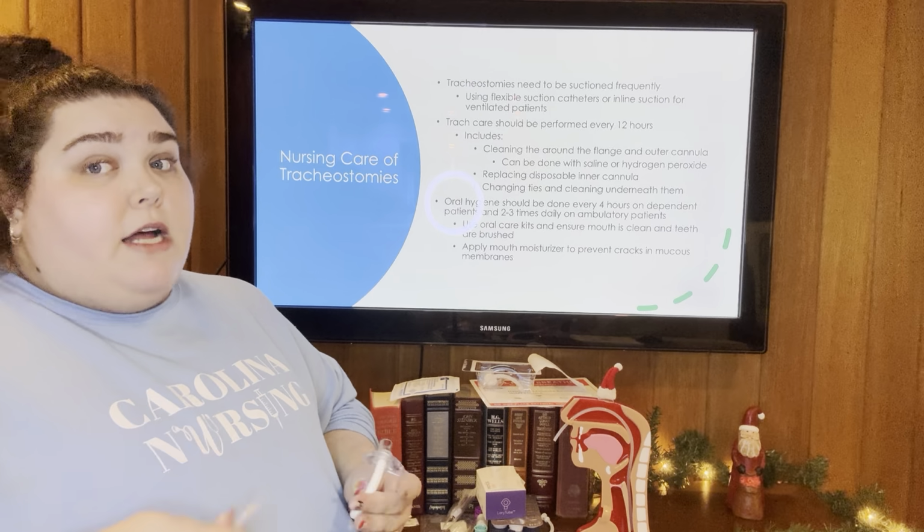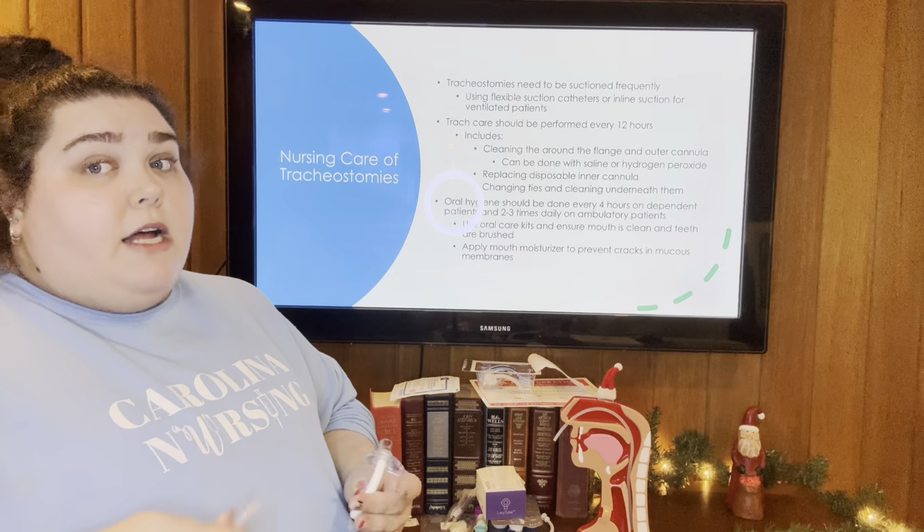Then your oral hygiene should be done every 4 hours on dependent patients. So that's most of our hospitalized patients. We should be doing oral hygiene every 4 hours on those patients. Then your ambulatory trach patients, we really want to emphasize the importance of oral hygiene twice a day, usually more like 3 times a day if possible. And then we also want to apply mouth moisturizer to prevent having cracks in the mucous membranes, especially for the hospitalized patients. If that mucous membrane breaks down, then you can get some ventilator-associated pneumonias and conditions like that that are associated with increased mortality and morbidity.